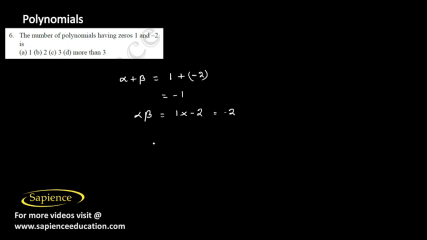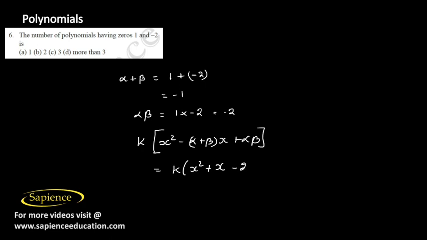and from the general form, that is x square minus alpha plus beta into x plus alpha beta. Usually the general form is written along with a constant. So k into x square minus alpha plus beta x is minus 1. So this will become plus x and this will become minus 2, and k could be any number.